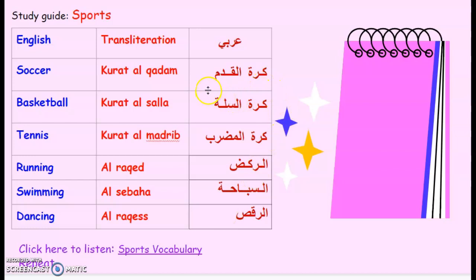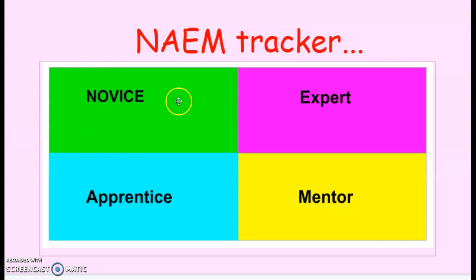Kurat al-qadam, kurat al-salla, kurat al-madrib, al-raqd, al-sibaha, al-raqs. Good job, boys and girls. This is the end of lesson one. I'm really hoping that we are now at the level apprentice. We are still learning. I'm very proud of all of you.